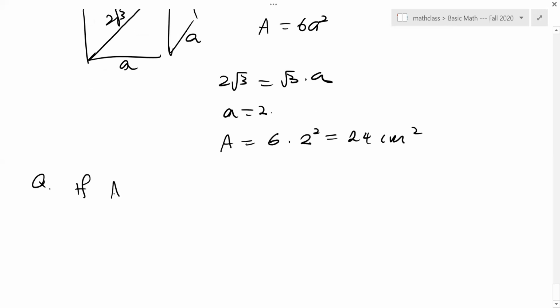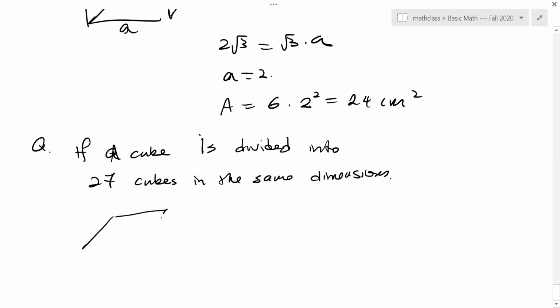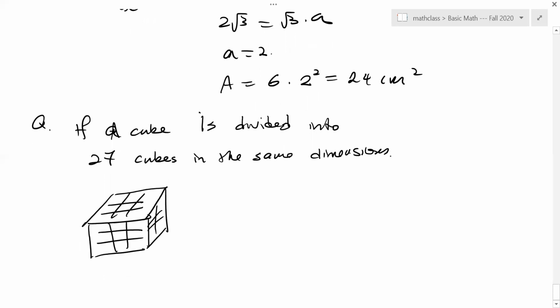Okay, if a cube is divided into 27 cubes of the same dimension, that means basically you have a cube here and you just divided it into 27 smaller, identical cubes.